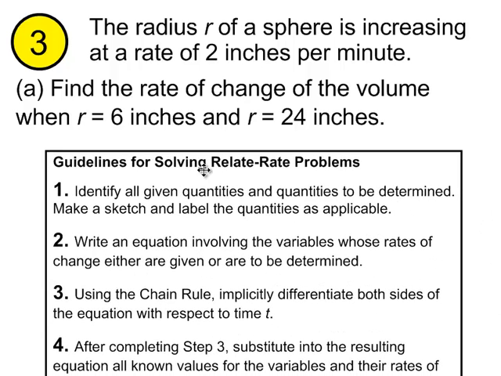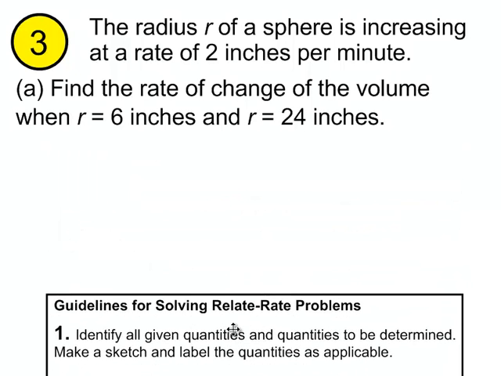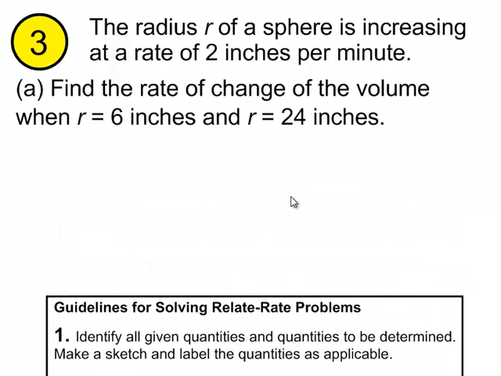Our first step is to identify all given quantities and quantities to be determined, make a sketch and label as applicable. All right, let's just move this down here. Given quantities, we are told that the radius is increasing at a rate of 2 inches per minute. So 2 inches per minute.